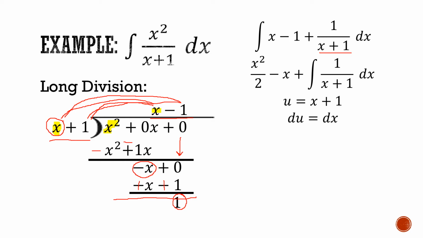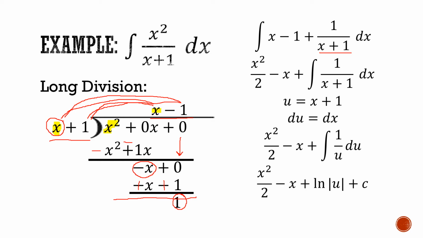So I'm going to do u equals x plus 1. du is dx. So I'm going to be left with the integral of x squared over 2 minus x plus the integral of 1 over u du, which we know is ln of the absolute value of u. So I have x squared over 2 minus x plus ln absolute value of u plus c. And then you guys know we can't have the u in our expression, so we take that out and substitute it back in for x plus 1.